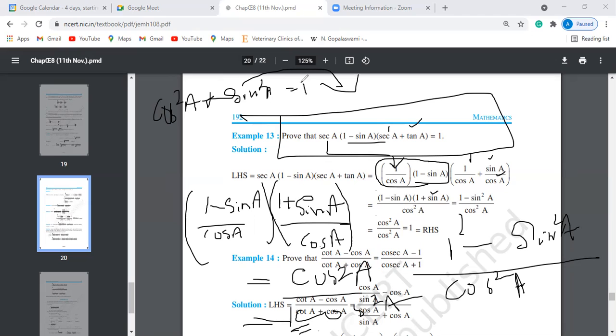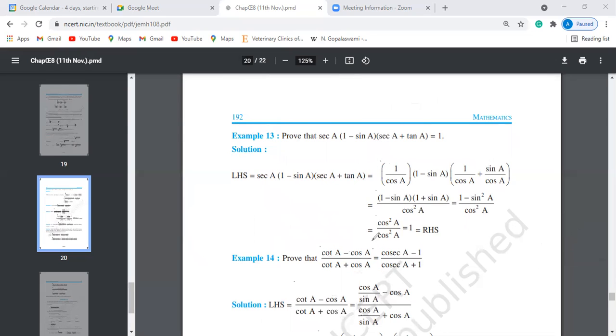Okay, fine. Let's see the next one, this one. You have to prove this as (cosec a minus 1) divided by (cosec a plus 1).